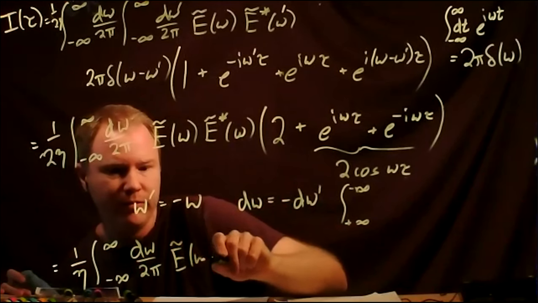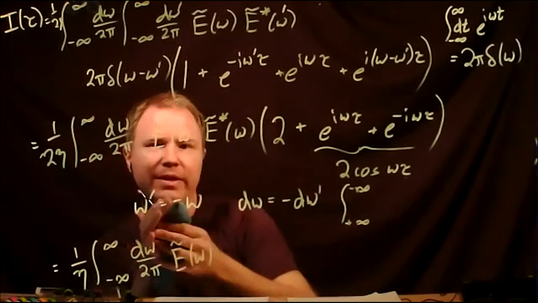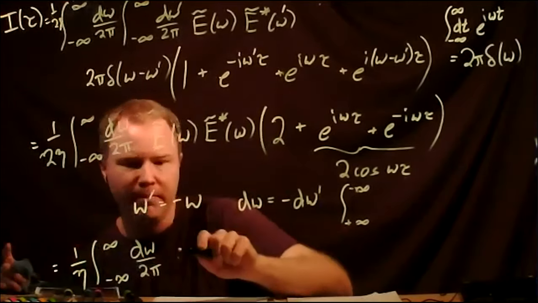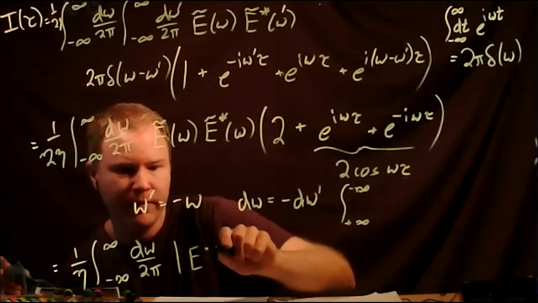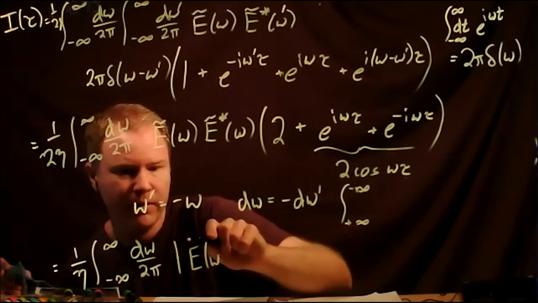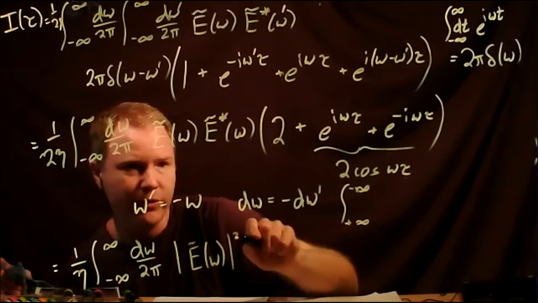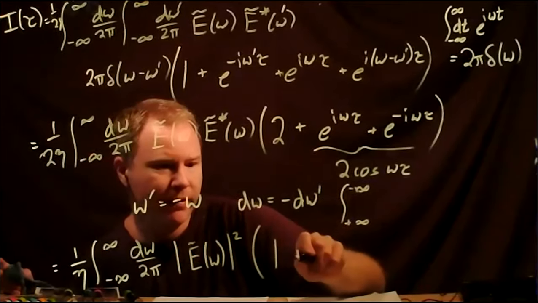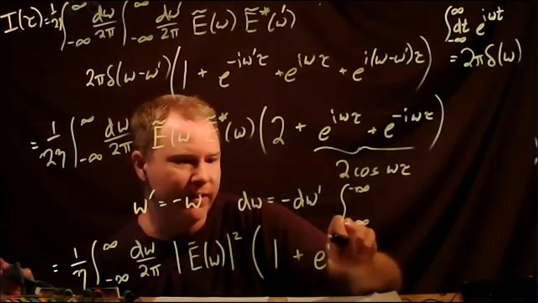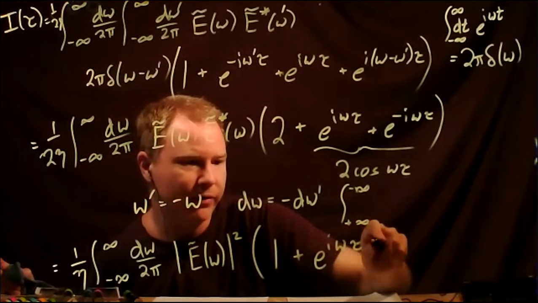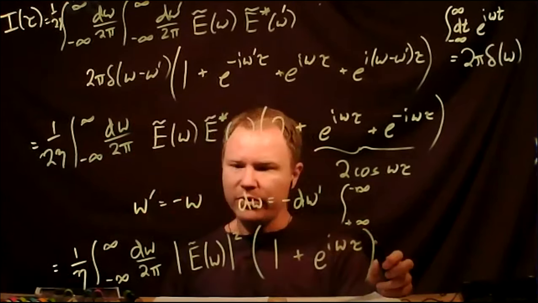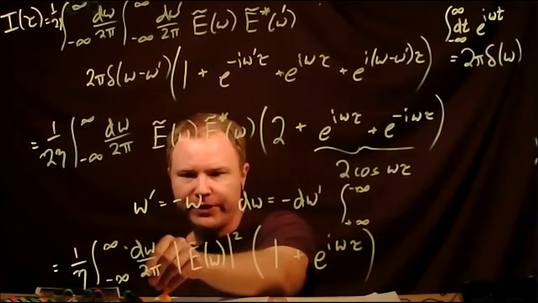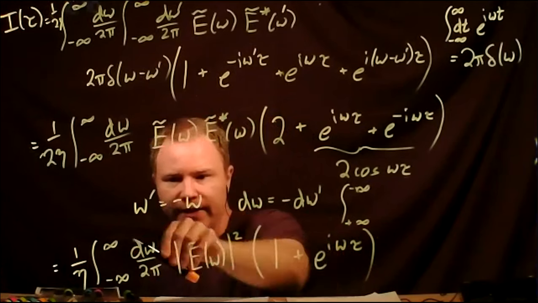E tilde of omega. Let me even write this pair of terms now. I can just write it as the magnitude of E of omega squared. And the two has canceled that two. So I have 1 plus e to the i omega tau. Okay, and this is exactly what we wanted. This first term here is just the total intensity.